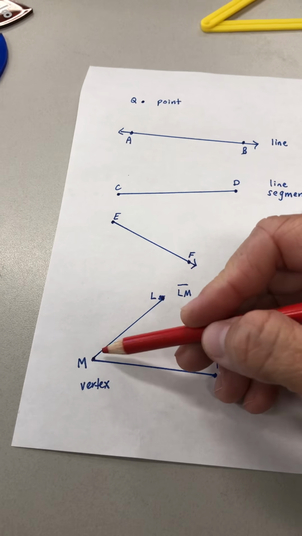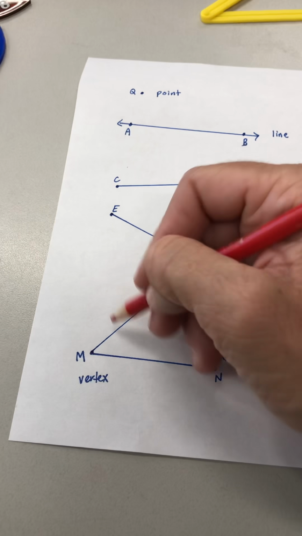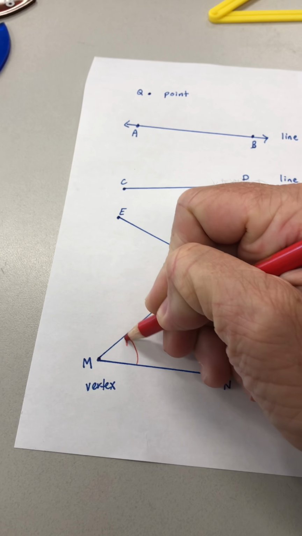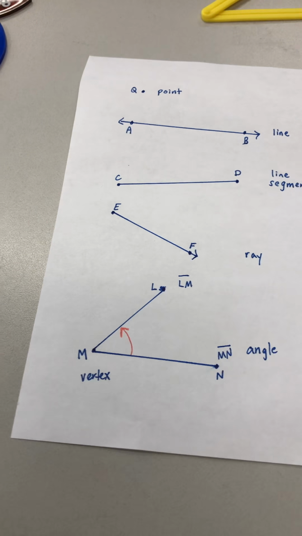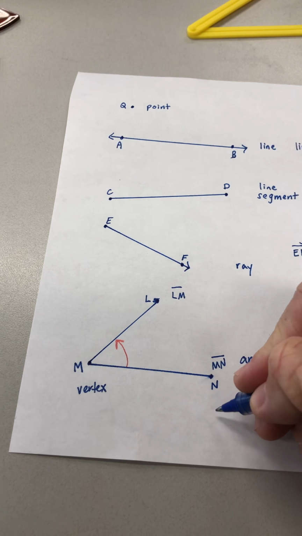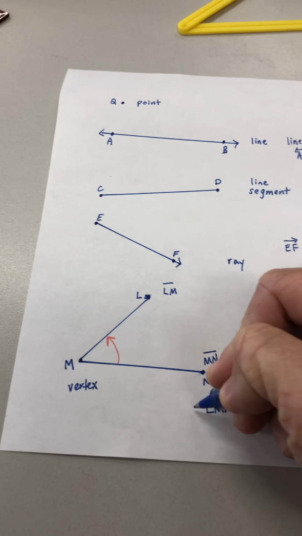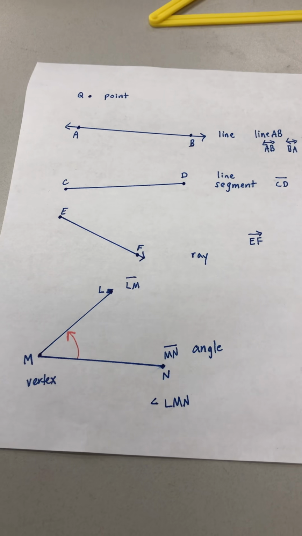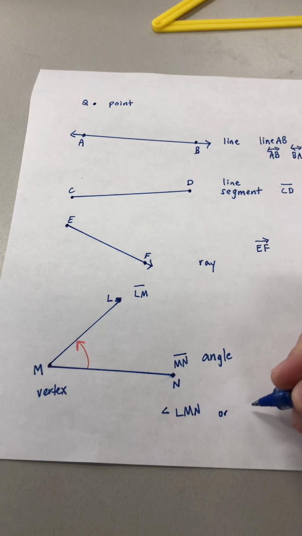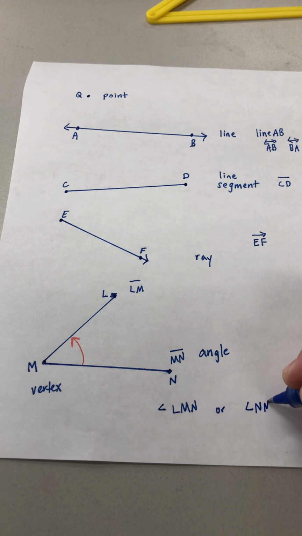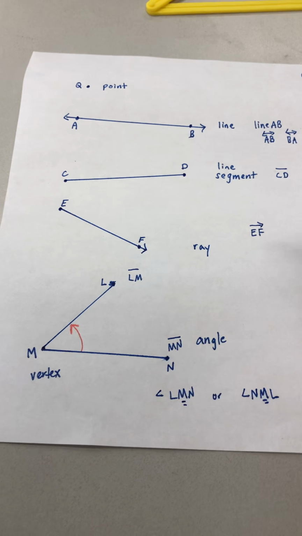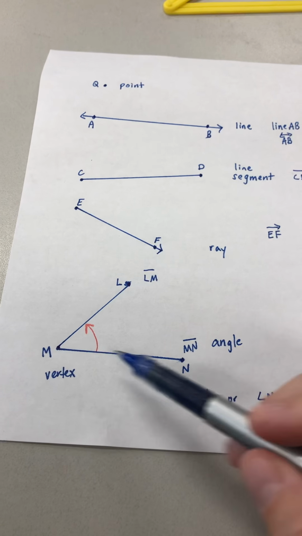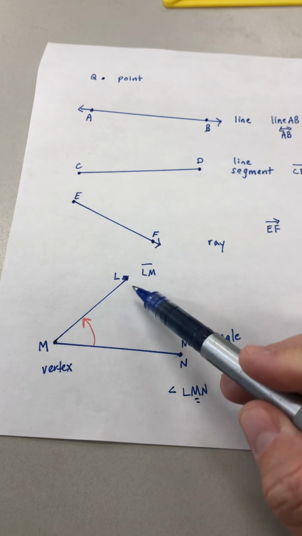It's very important to understand that when we talk about the angle, we're not talking about this point here. We are talking about the degree of opening from this line segment to this one over here. So we would call this angle LMN. We use this symbol in front of it: angle LMN, or we could call it angle NML. My middle letter is always going to be my vertex point, so it connects from L to M to N, or N to M to L.